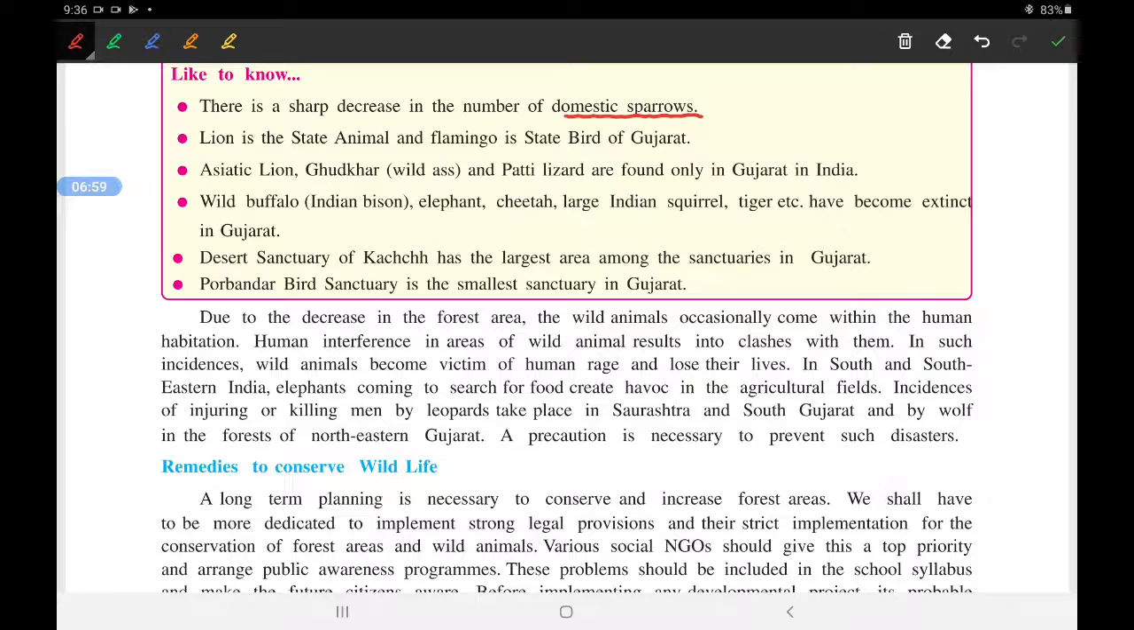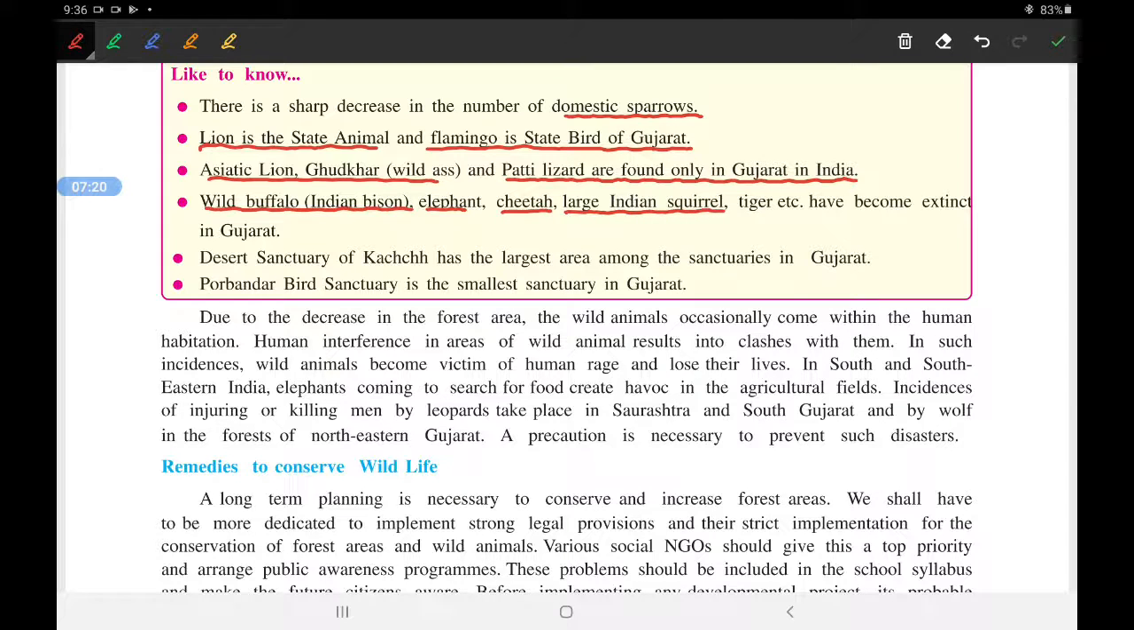Lion is the state animal of Gujarat, and flamingo is the state bird of Gujarat. Remember this. Asiatic lion, gudkhar, and patli lizard are found only in Gujarat in India. Wild buffalo, Indian bison, elephant, cheetah, large Indian squirrel, tiger, etc. have become extinct in Gujarat. They are not found in Gujarat anymore.